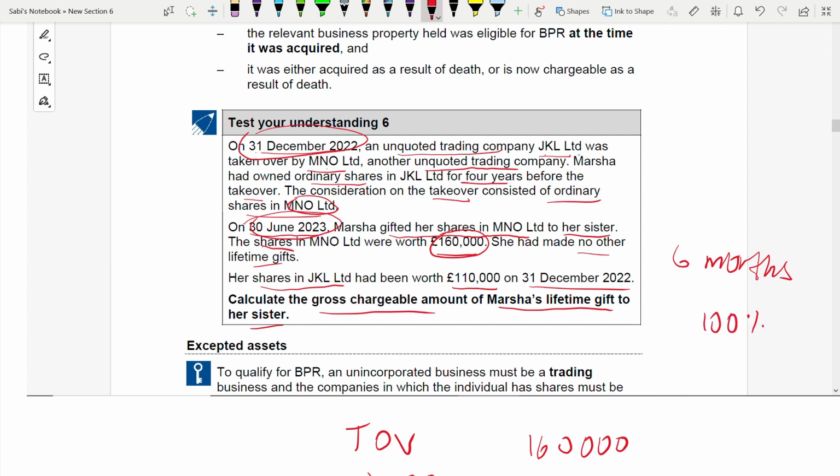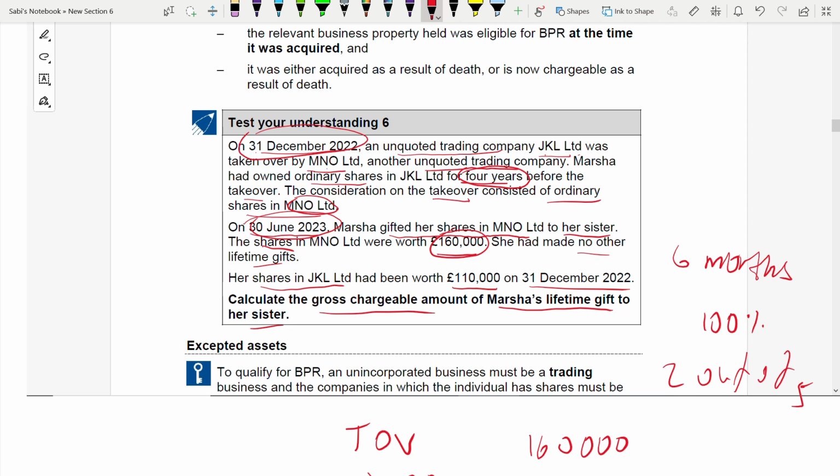How? Because what Marsha has held is a relevant business property, MNO Limited shares and JKL Limited shares, and it's more than 2 years out of the last 5 years. You see, she held it for 4 years before the takeover. So that 2 out of 5 is satisfied. More than 2 years she is holding it.